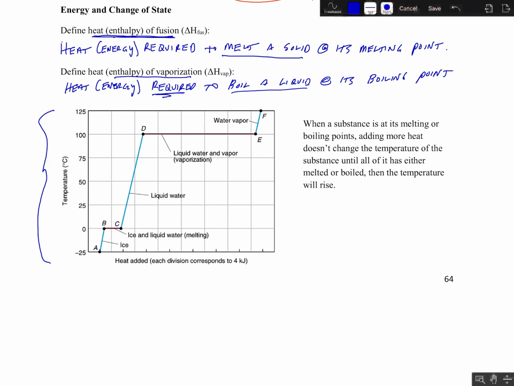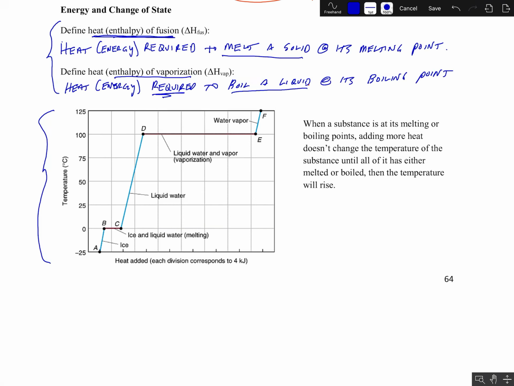As you can imagine, the heat of fusion and the heat of vaporization increase as the intermolecular force of attraction increases. So the stronger the intermolecular force is between molecules, the more energy or heat needs to be added to melt or to vaporize it. So let's take a look at this heating curve, or if you look at it in the opposite direction, it's actually called a cooling curve.